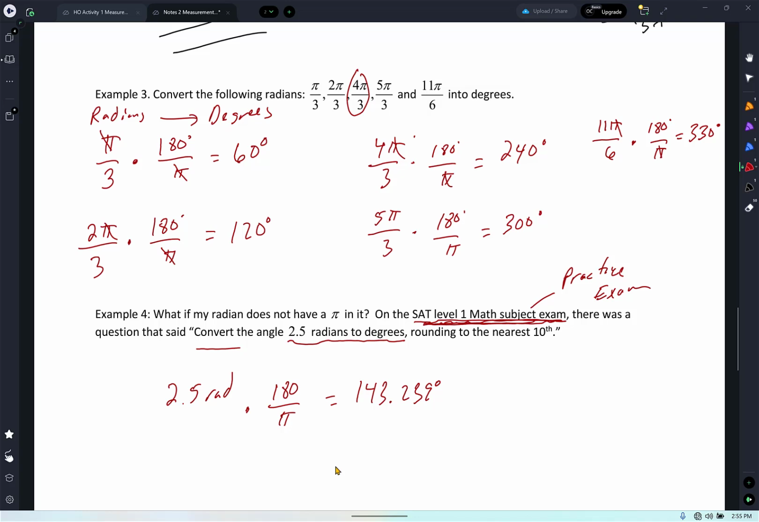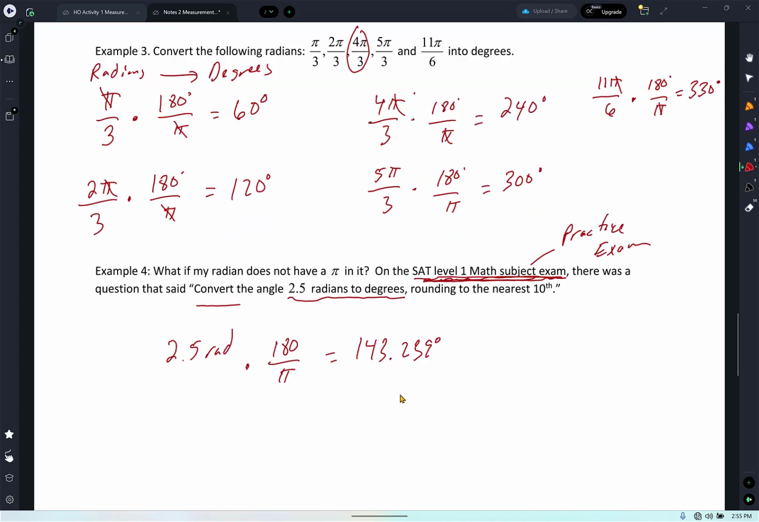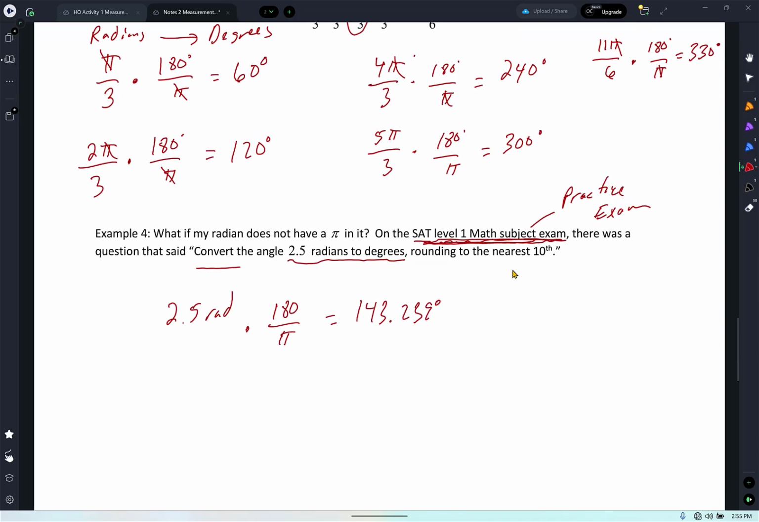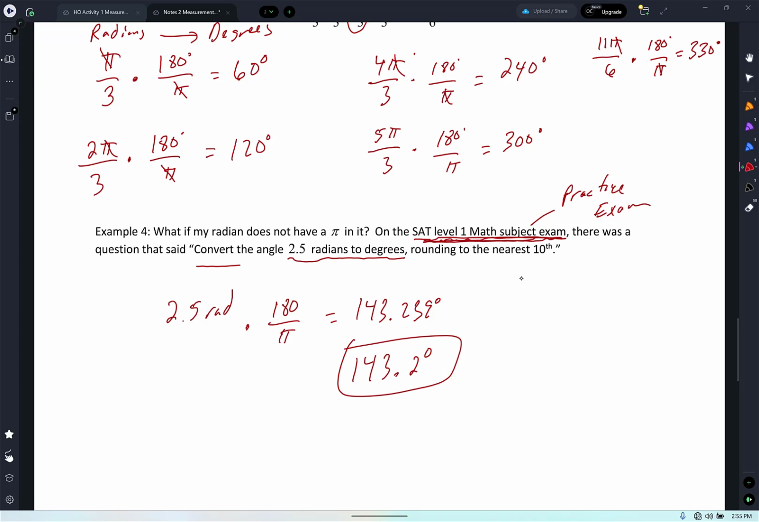Okay, how do we feel? Okay. All right, we're good. Round to the nearest tenth. Oh, I didn't even... 143.2 degrees. It's the nearest tenth, so that's the first digit after the decimal. Are we okay, guys?